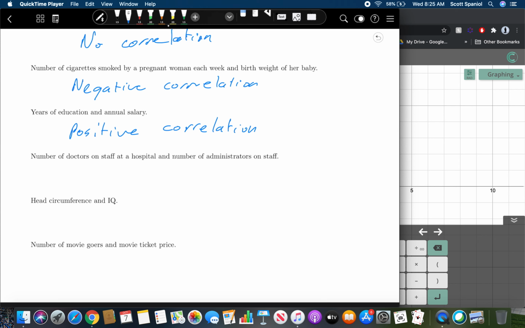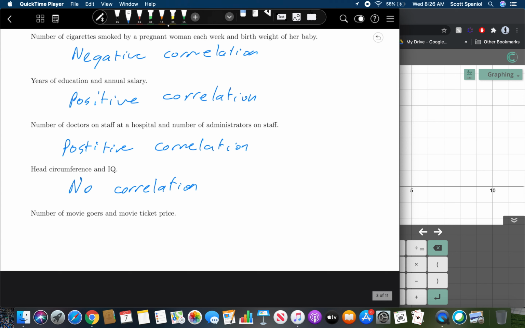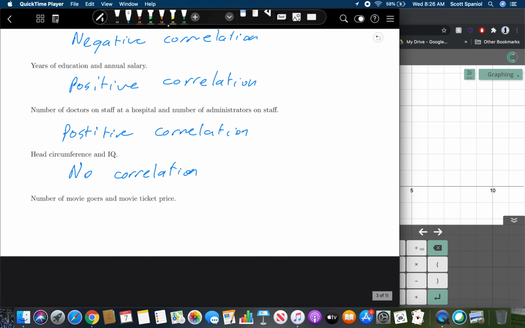Number of doctors on staff at a hospital and number of administrators. This is probably a positive correlation because if you have more doctors on staff at a hospital, you probably need to have more administrators to administer those doctors. Head circumference and IQ scores is going to be no correlation. And number of movie goers and the movie ticket price. These are probably negatively correlated.